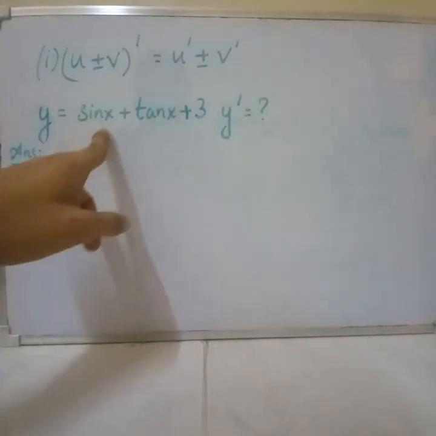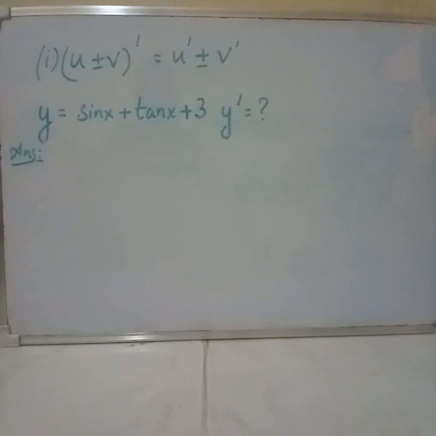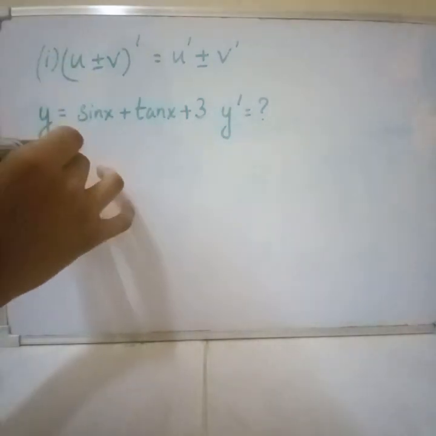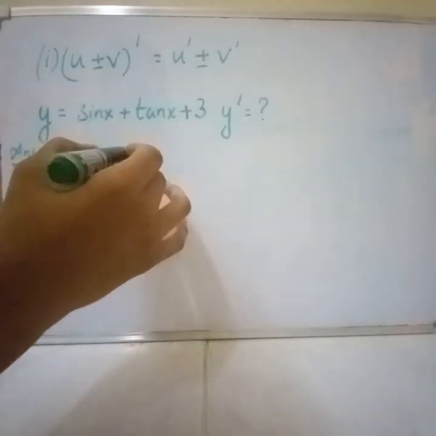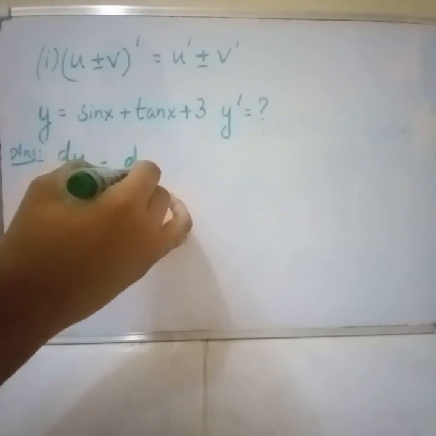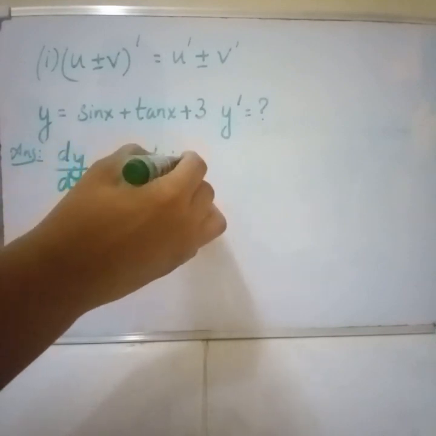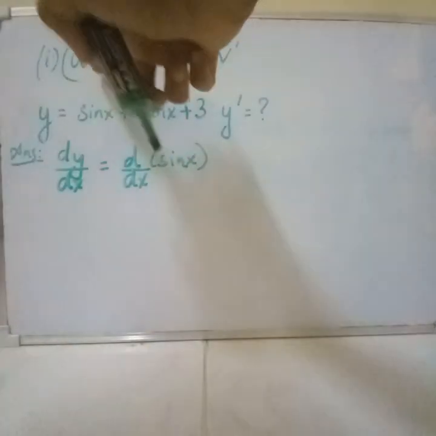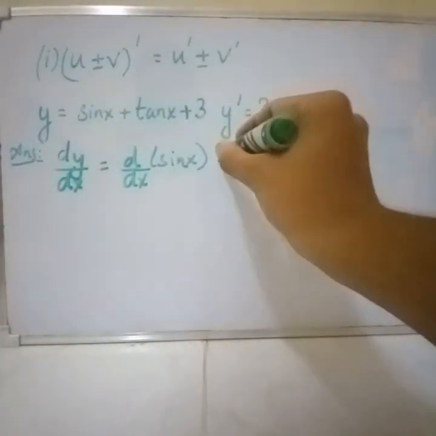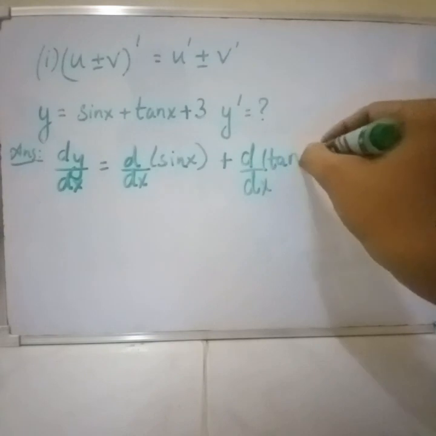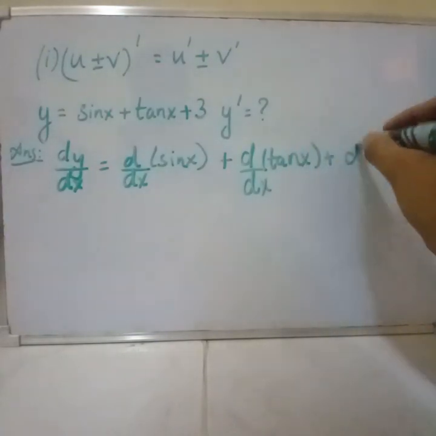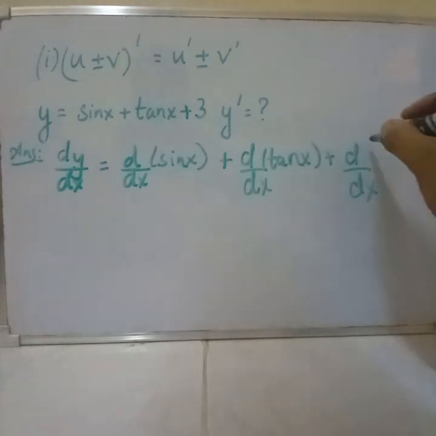So our y function is given as sin x plus tan x plus 3, and we have to find out the y dash. So in order to find the y dash, we have to take the differentiation, dy by dx, and we can distribute the differentiation between each of these terms. So d by dx of sin x, because it's just plus, right? Plus or minus, we can distribute it along the terms. Then plus d by dx of tan x plus d by dx of 3.